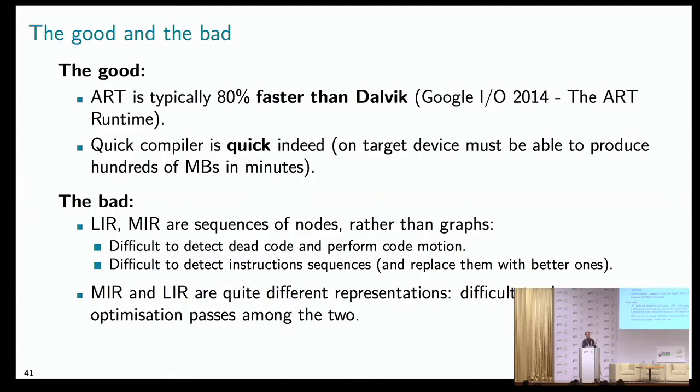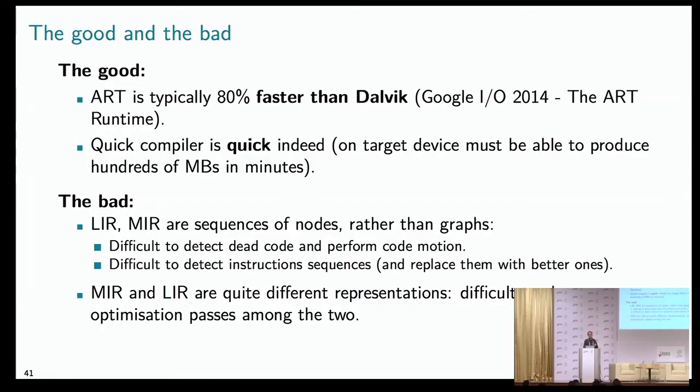So here I give what, in my opinion, are the positives and negatives about the quick compiler. If you have a look at the Google I/O presentation, you see that actually ART is typically faster than Dalvik. And it is a very quick compiler indeed. So as I said before, it can generate lots of compiled code in little time.